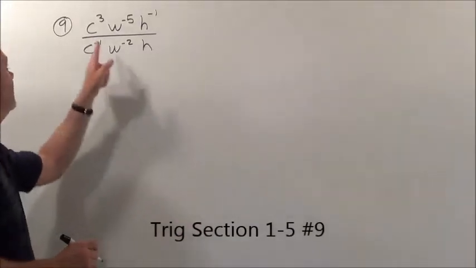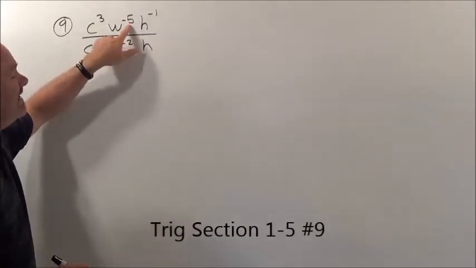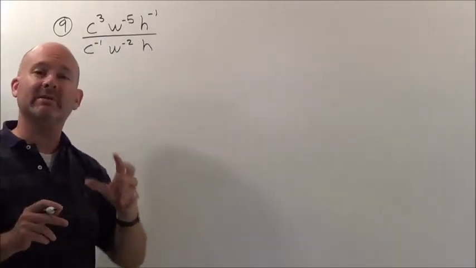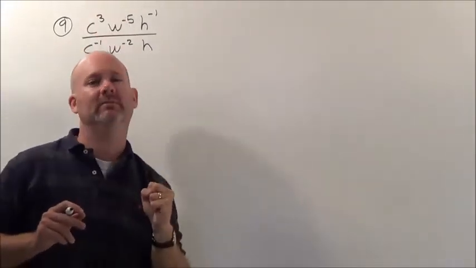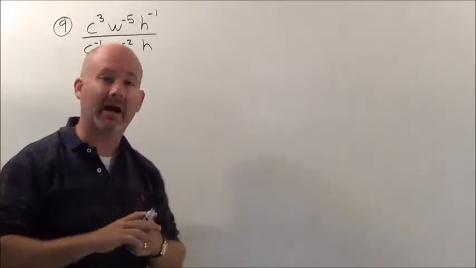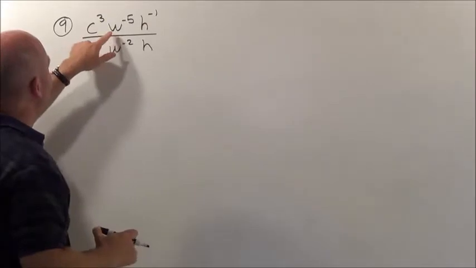Problem 9. C to the third, W to the negative 5, negative exponent. When I taught you with negative exponents, if it's a negative and it's up top, boom, it's going to move down below. And if it's negative down below, boom, it moves the opposite way up top. So I'm going to rewrite this.